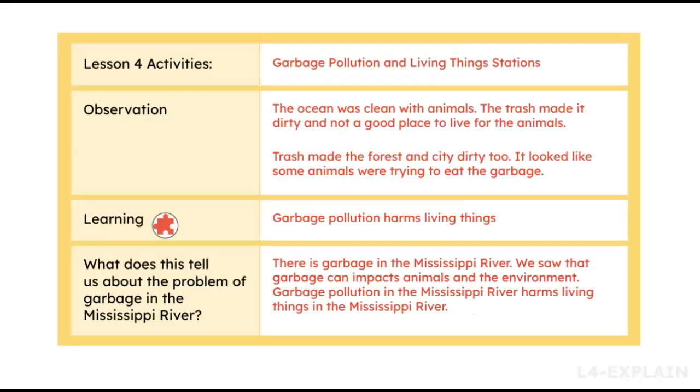The goal of this class discussion is for students to identify patterns in the evidence they've collected to identify how garbage in the water environments affects living things. From this discussion, students should understand that garbage pollution harms living things. Students will also be able to understand that there is garbage in the Mississippi River. They saw that garbage impacts animals and the environment. Garbage pollution in the Mississippi River harms living things in the Mississippi River.